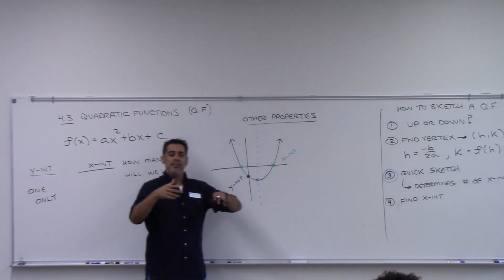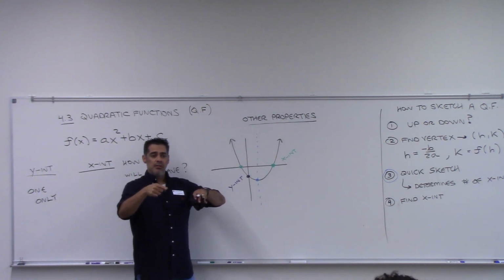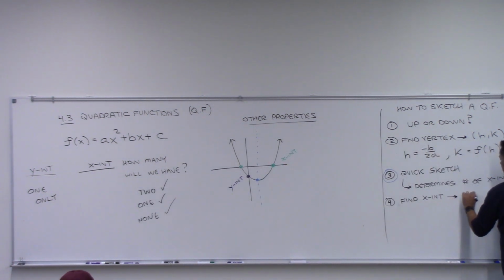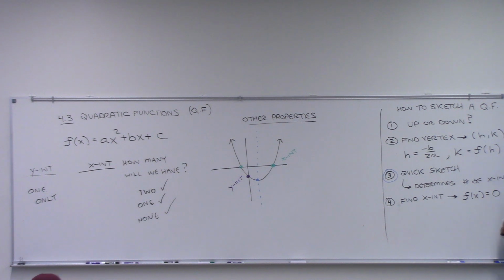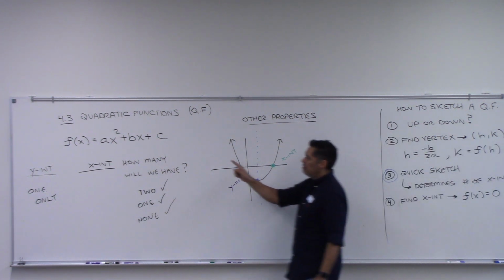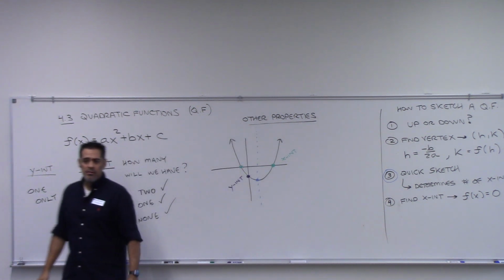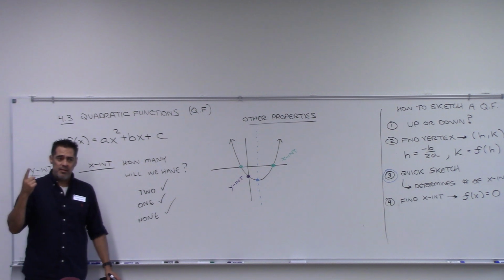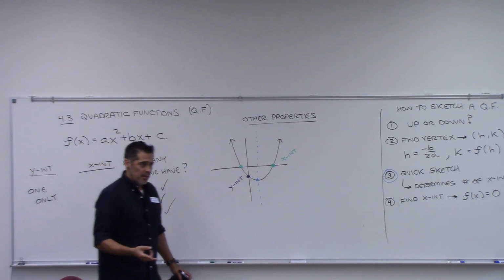Solve it, set the function equal to 0. So to find the x-intercepts, we will set the function equal to 0 and solve. Which means we're going to have to solve what type of equation? A quadratic equation, which means we either need to know how to factor or we need to know how to use the quadratic formula.